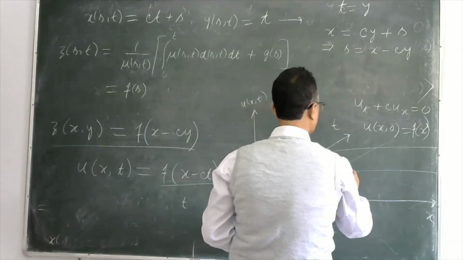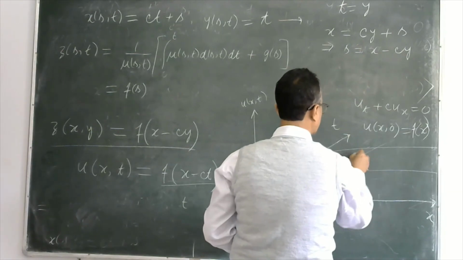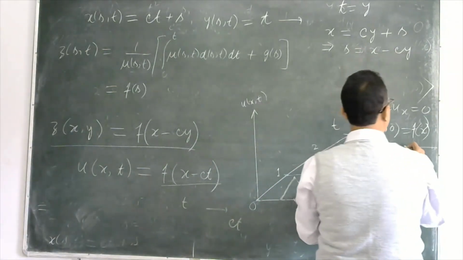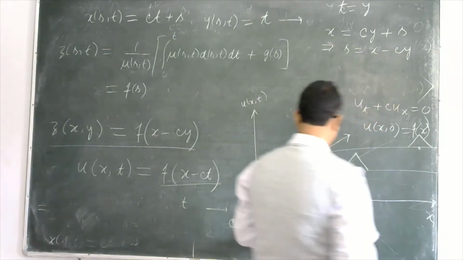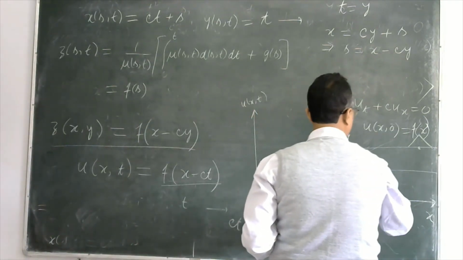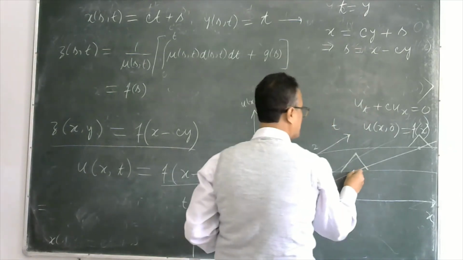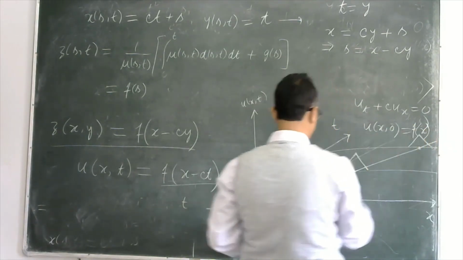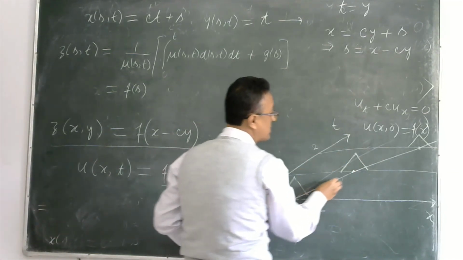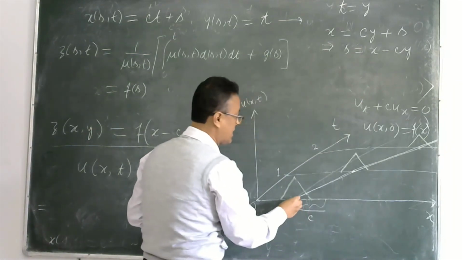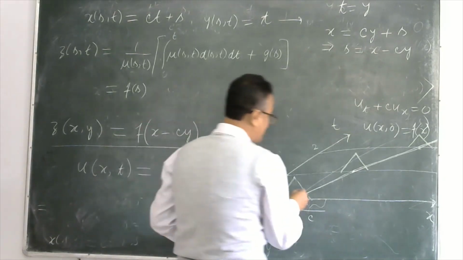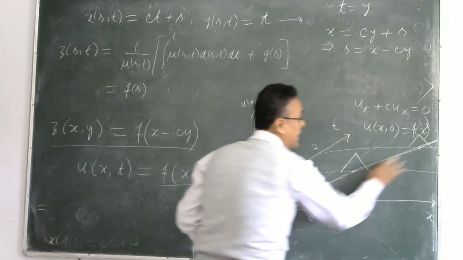At time t equal to 1, it is going to be like this, okay? And then at time t equal to 2, it is going to be something like this. Now you will see that if I join all those points where I have taken this discontinuity in the solution here, then you are going to get a straight line over the xt plane, right? And this discontinuity is propagating along that line.